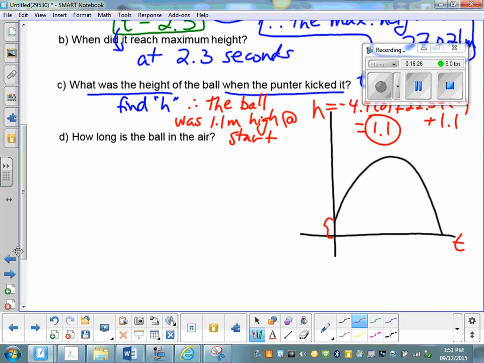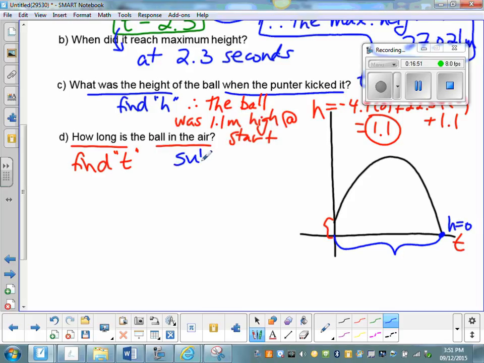The last one here, how long was the ball in the air? So how long means we're finding a time. The ball was in the air. Well, so we're trying to find out this length of time here. And at the end of that time, at this point here, the height of the ball is 0. So we're going to sub in h equals 0 into the equation.